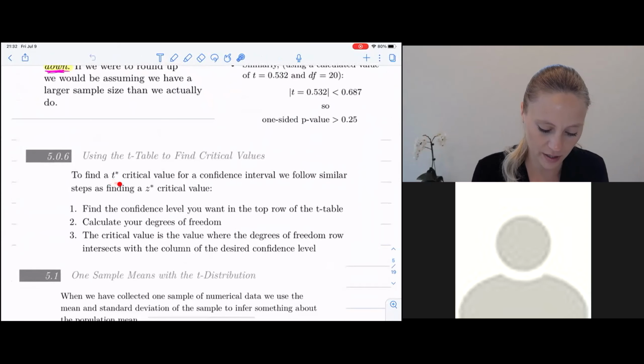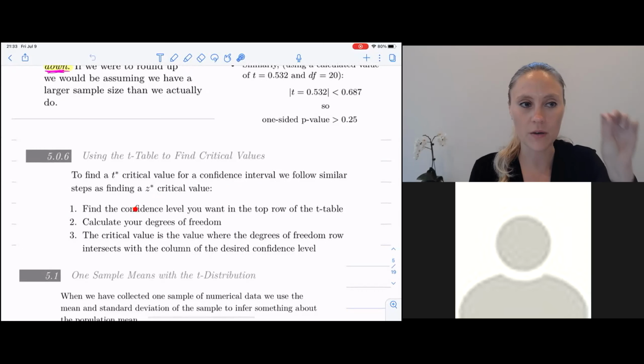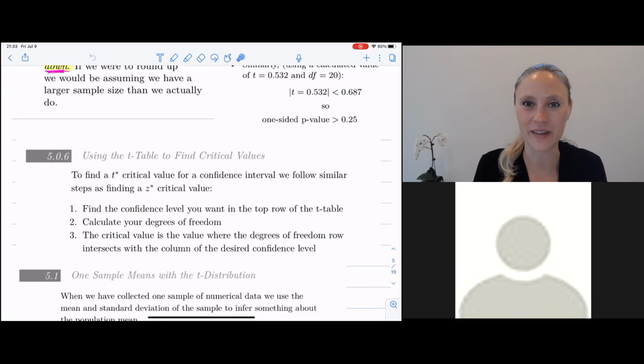So to find a T star, we do the same thing that we did for a Z star, which we already saw. You have to find the confidence level that you want in the top row of the table, and then you need to know your degrees of freedom, and then you drop down to your degrees of freedom line. Okay. And hopefully that feels okay. That's all there is to it.